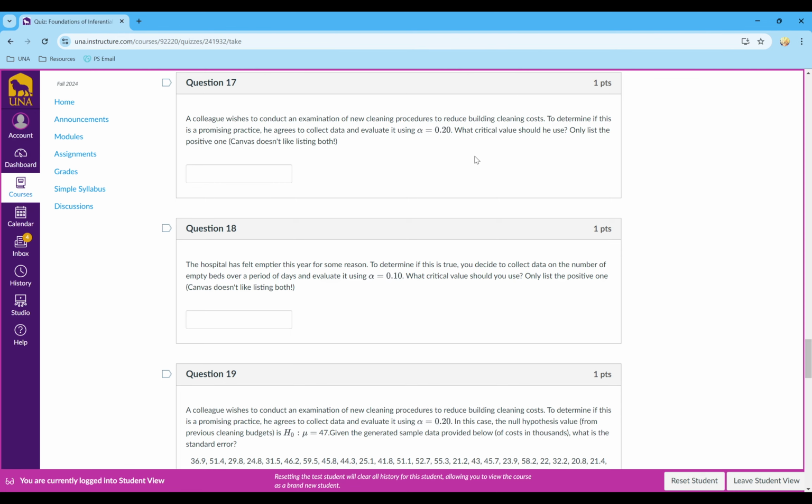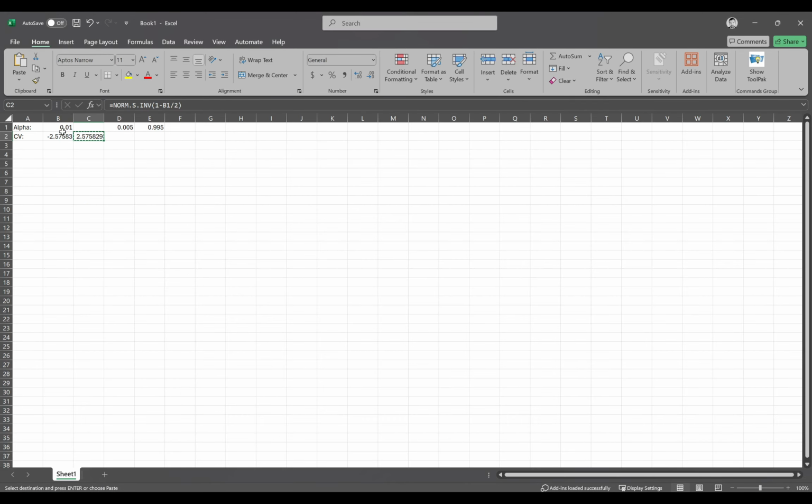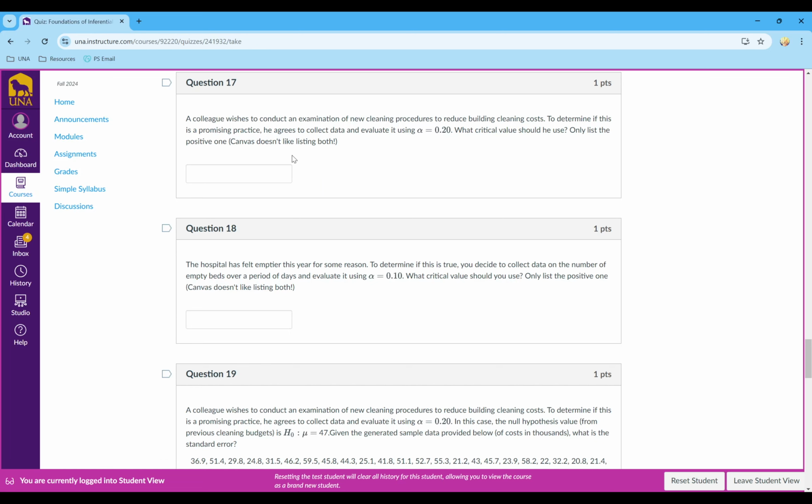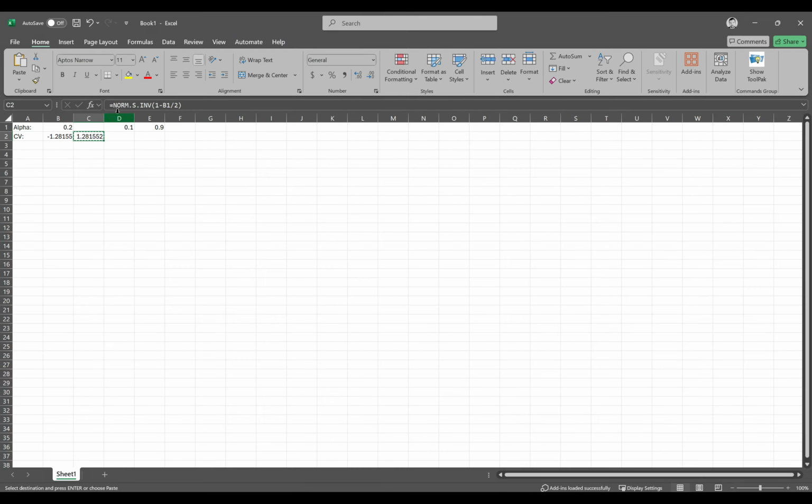What's the alpha level here? 0.20. Man, this little program's getting me a lot of points here. So I'm just going to pick the positive one, right? Only list the positive one for all these. Yep. And then looks like a similar problem, alpha of 0.10. What critical value should you use? So I'm just going up here, 0.10.